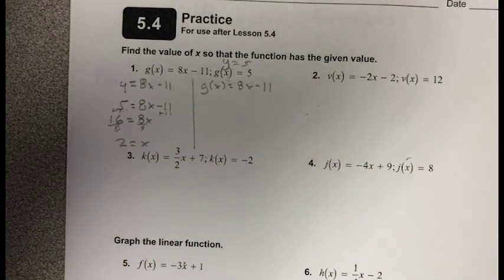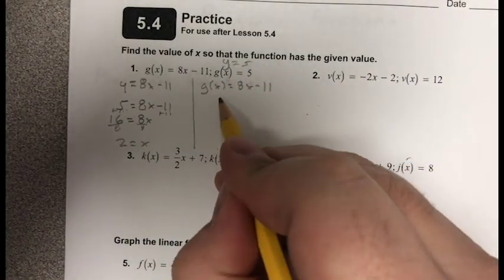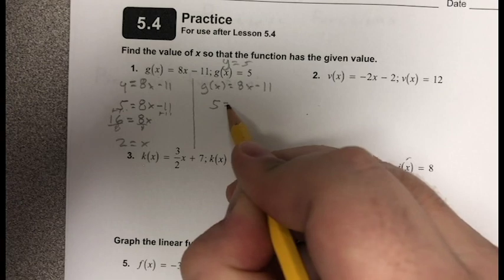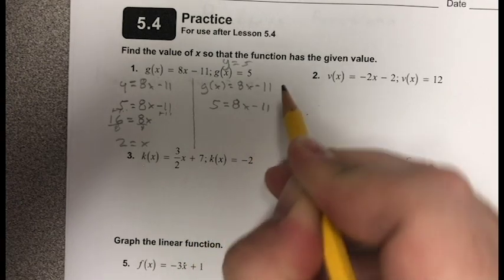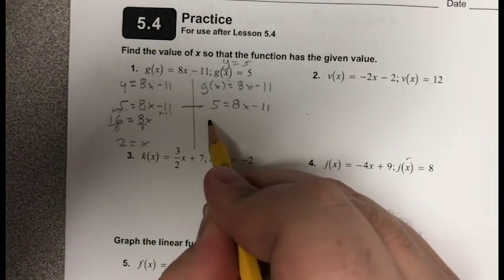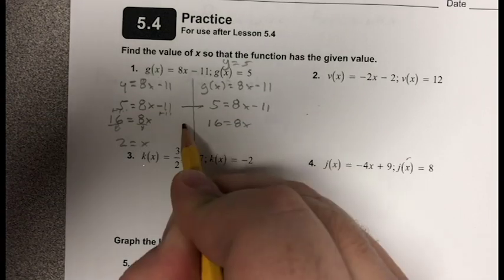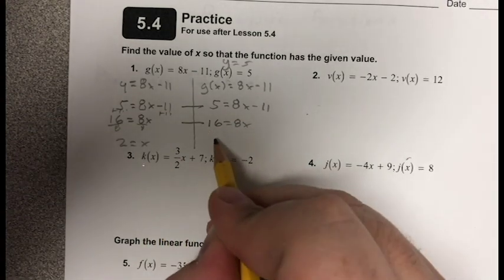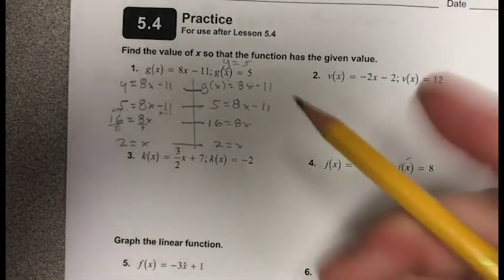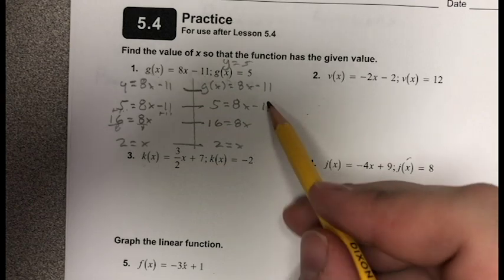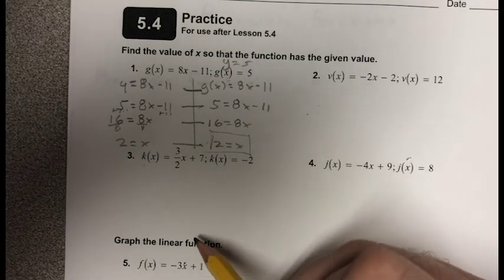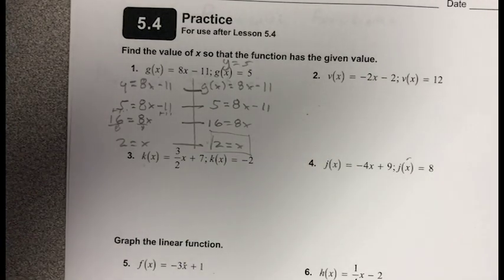We're going to do that same exact thing. g of x is equal to 5. So I'm going to replace this entire g of x with 5, and then we're going to work it out. And look, it's literally the same thing. Now we add 11 to both sides, and I get 16 is equal to 8x. Then I divide by 8 on both sides, and I get that 2 is equal to x. There's nothing changing. So what you just found out is that when g of x is 5, that means that x happens to be 2. That's all this is.